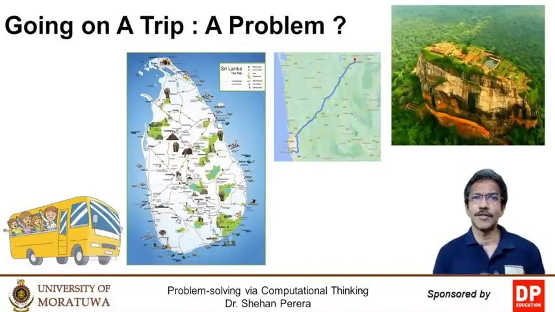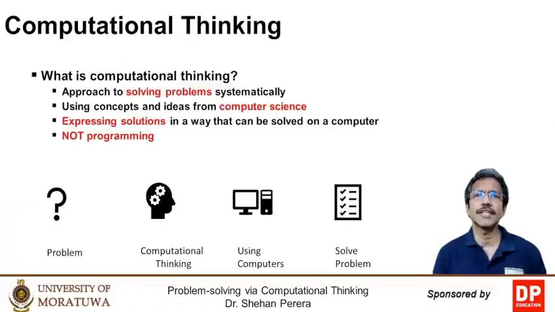Thinking about how do you go, when do you go, at what time do you leave, with whom do you go, what do you eat, how do you find the money, right? So we need to solve all those problems in order to go on this trip. Let's see how we can use computational thinking to solve this problem. You may already be using computational thinking to solve the day-to-day problems that you come across, but you may not be realizing it. So let's look at what computational thinking is.